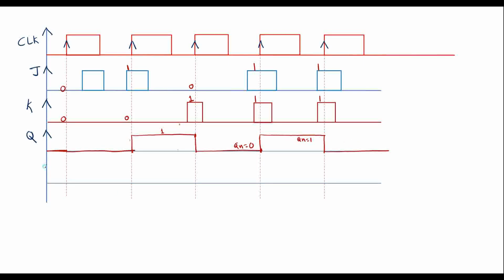Now let me draw the Qn output, that is the Q bar output, which is complement of this. So at the beginning here it is 0, here it will be 1. That is nothing but high. So here it is 1, it will be 0 here, because it is complement of that. So it is 0 here, it will be 1 here. Here it is 1. Now I can make it as 0. Here it is 0, it will become 1. So this is the complete waveform for positive edge triggered JK flip-flop. This is how the JK flip-flop will work.